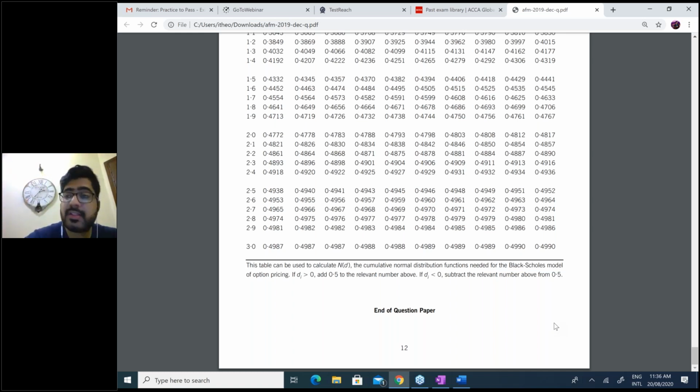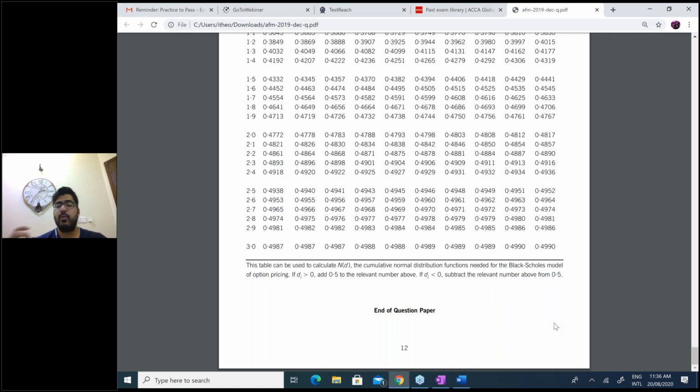If D is greater than 0, what does D greater than 0 mean? It means it's positive. Add 0.5 to the relevant number above. However, if D is less than 0, it means it's negative. Subtract the relevant number above from 0.5.